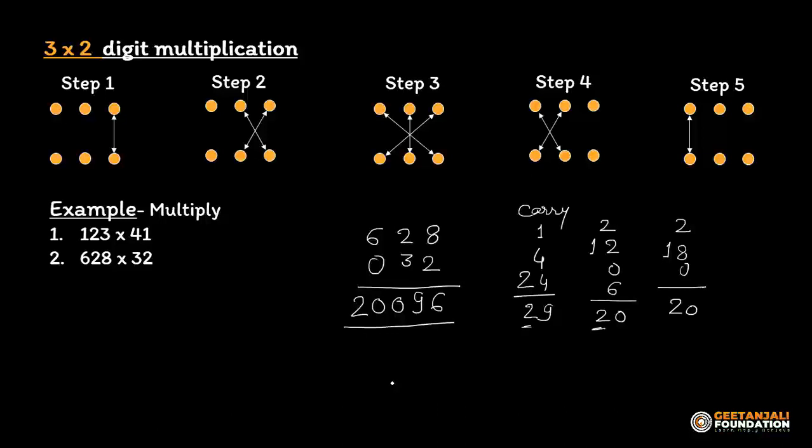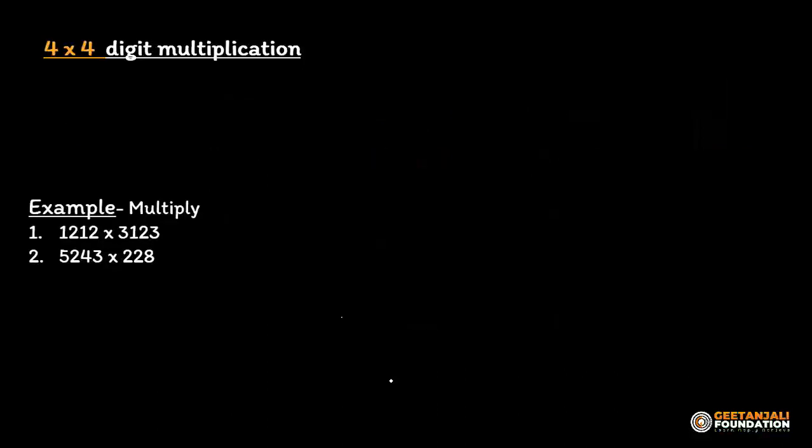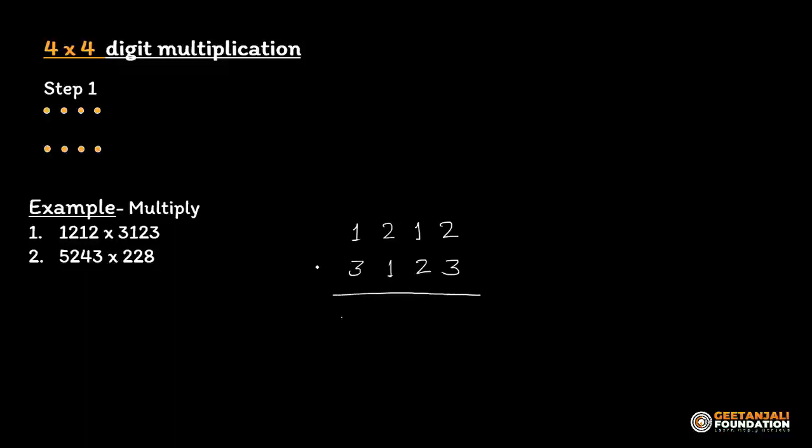I hope you have understood the method. Now let's move to the next step. In the next thing we are multiplying 4 by 4 digit numbers, and the answer will be in one line. Of course the steps will increase because every time you add one more new column. Now you have one more new column here. So how to go about it? Step 1, now see, you have 4 columns and the numbers are 1212 and 3123. Now you multiply them.